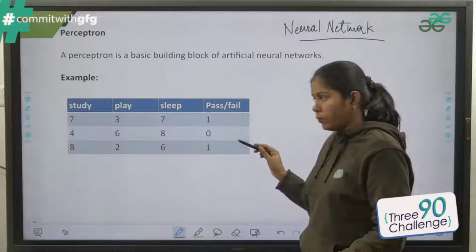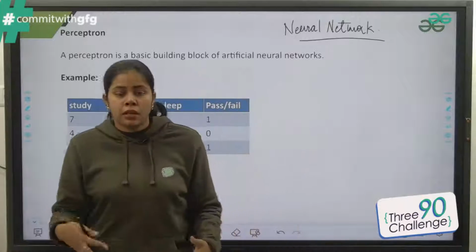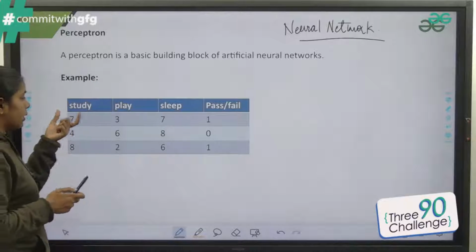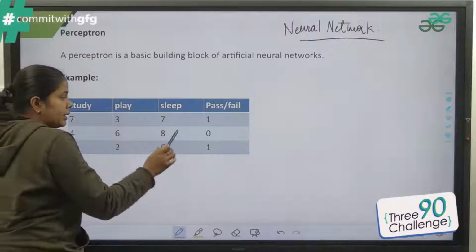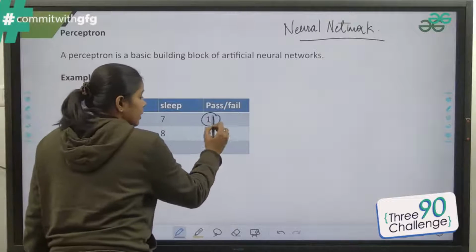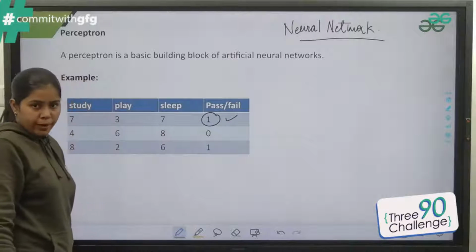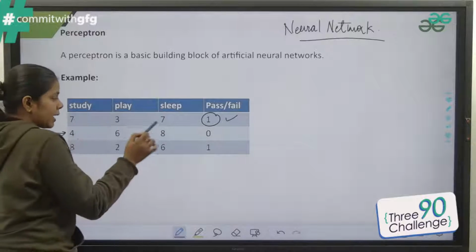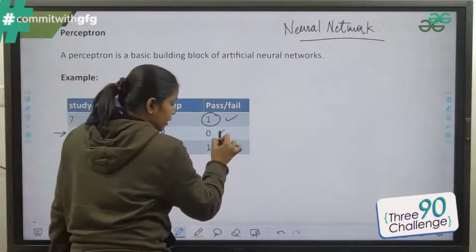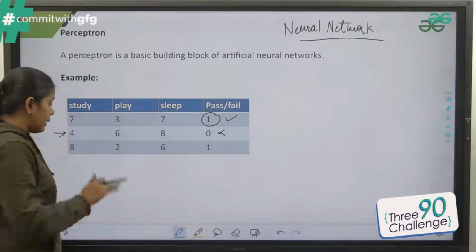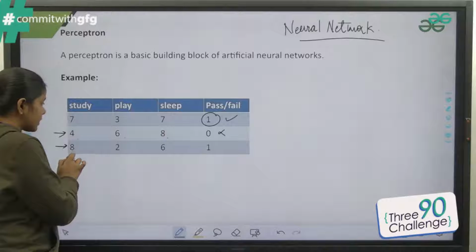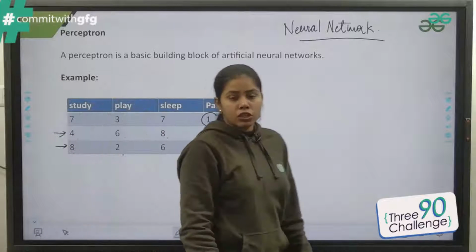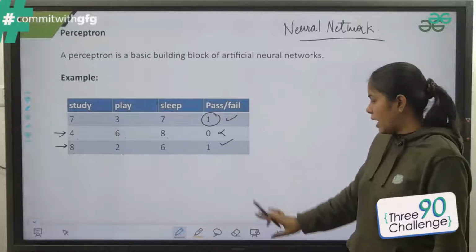We'll see how it would work. First of all, to understand a perceptron, let's take an example. A student studies 7 hours, plays 3 hours, sleeps 7 hours, and then he or she would pass. A particular student who studies 4 hours, plays 6 hours and sleeps 8 hours would fail. Next, a student studies 8 hours, plays 2 hours, sleeps 6 hours, and then he or she would pass, right? So we have this information.